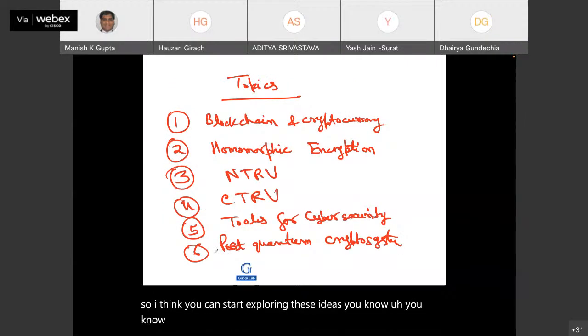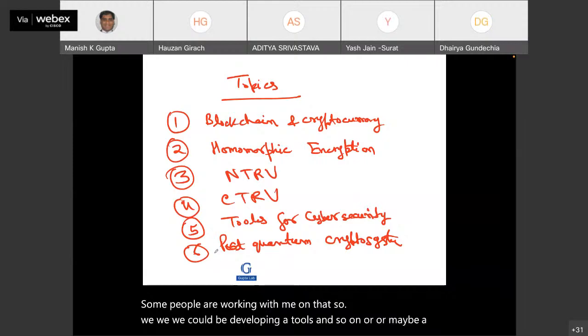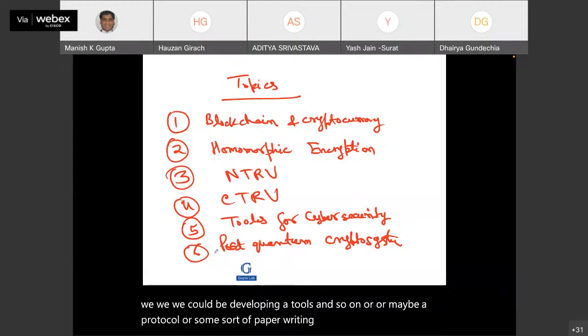And I will give you more list again. So this is just some sample list. Blockchain, I'm sure many of you like blockchain because plenty of things are possible. Some people are working with me on that. So we could be developing tools and so on, or maybe a protocol or some paper writing is possible if you are continuing in the summer. Otherwise, for the course you can do something meaningful. As I mentioned, we will be inviting some experts to bring more and more use cases of the industry so that you can get first-hand experience of industrial projects. Okay.